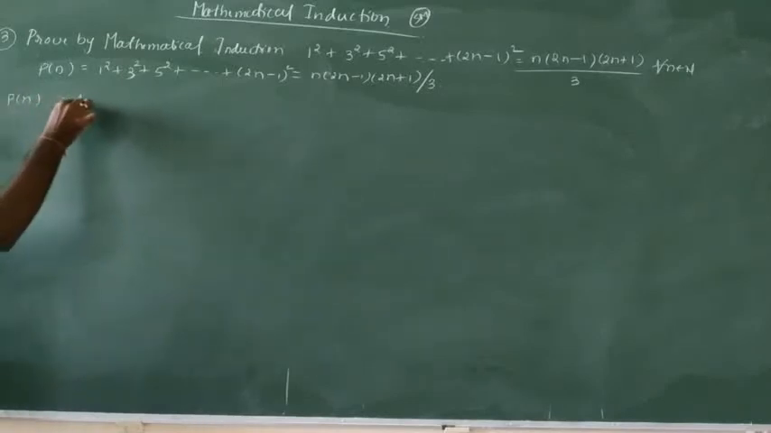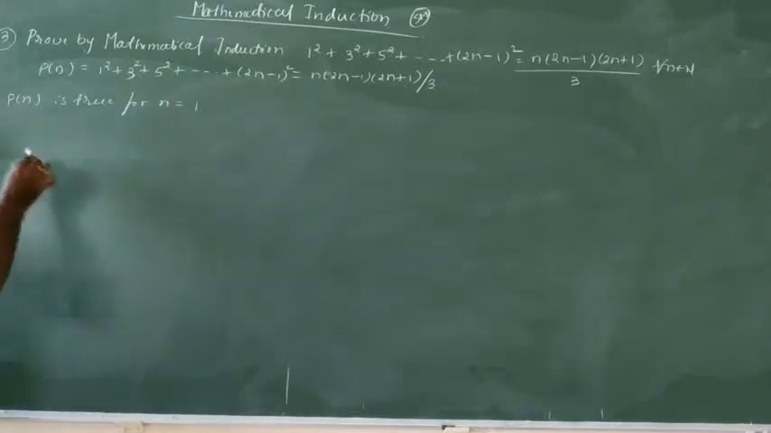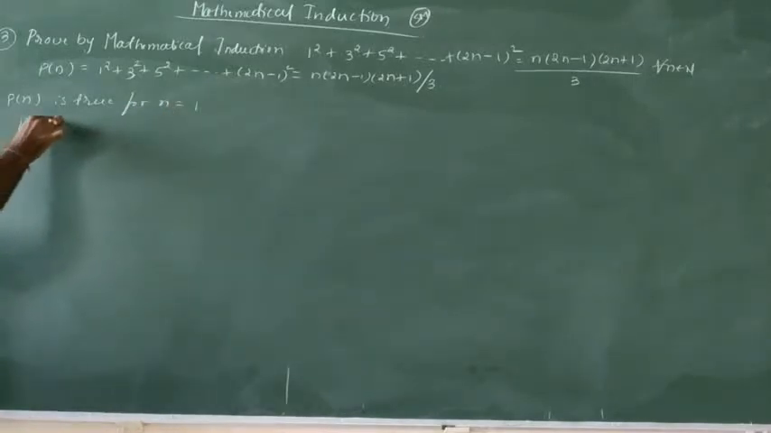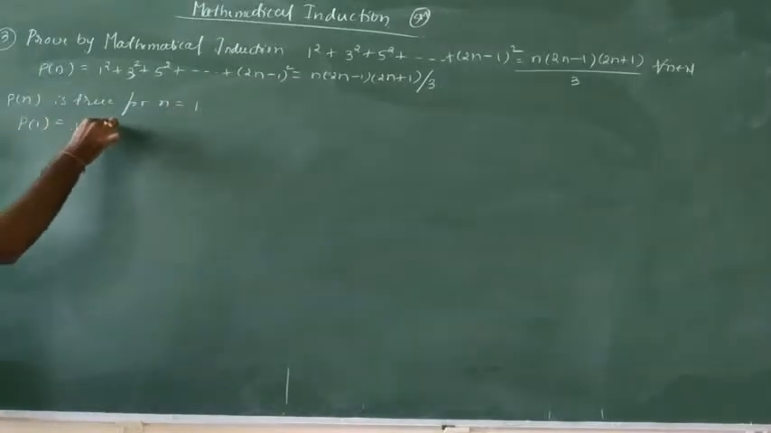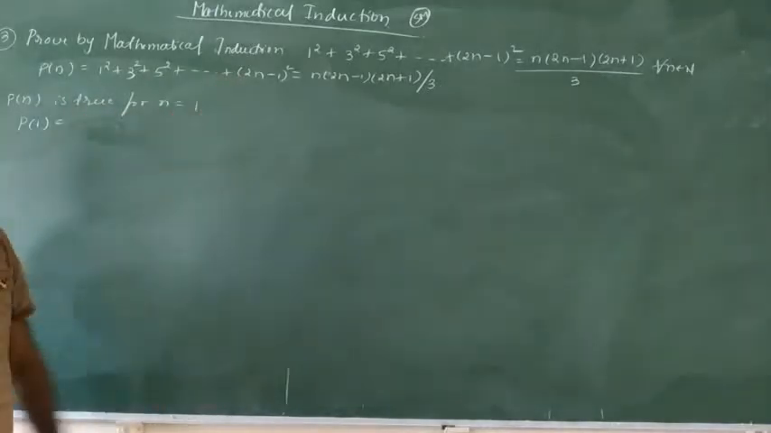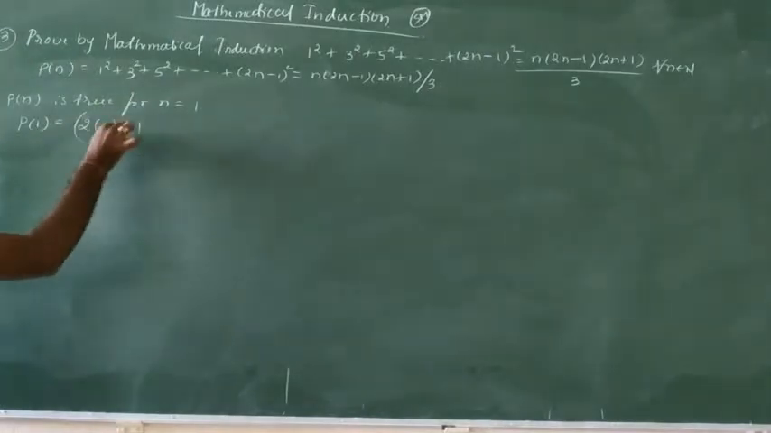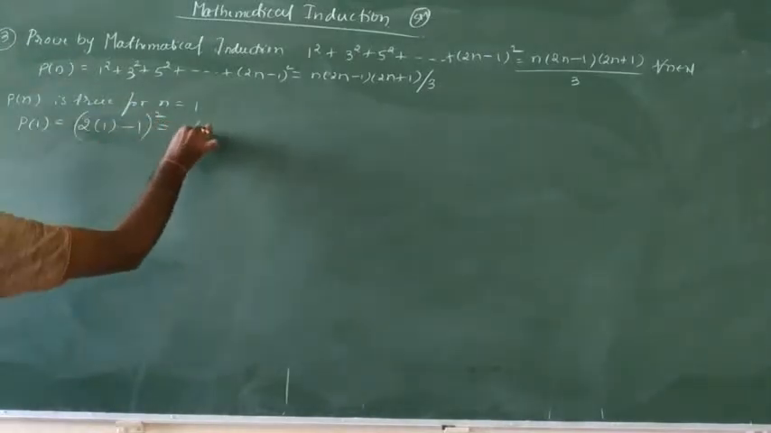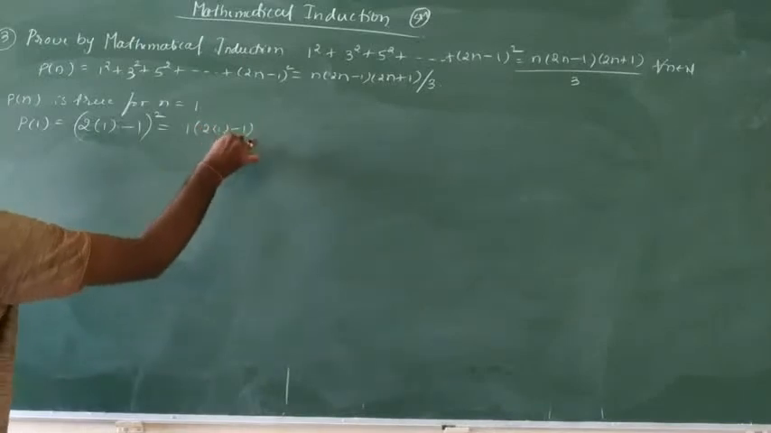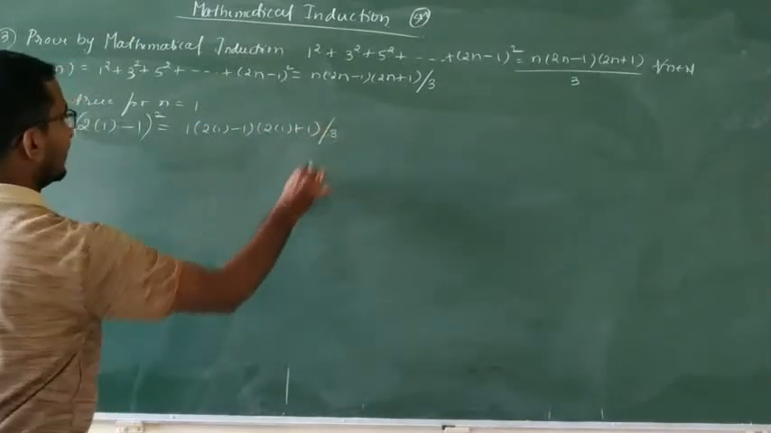n is equal to 1. Then, in place of n, we have to substitute 1, so P of 1 is equal to 1 square. I am sorry, in place of the n we have to substitute 1. That is 2 into 1 minus 1 whole square is equal to 1. 2 into 1 minus 1, 2 into 1 plus 1 whole divided by 3.